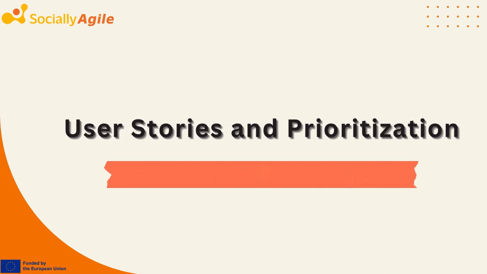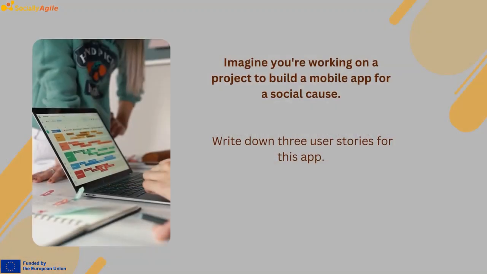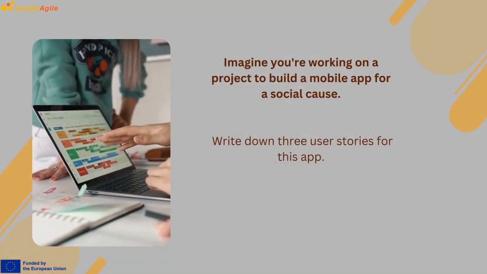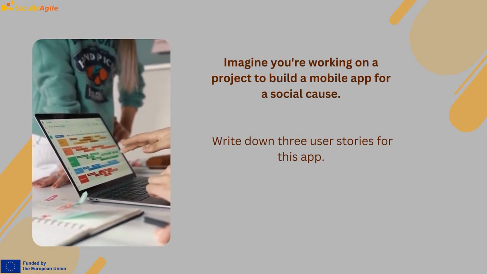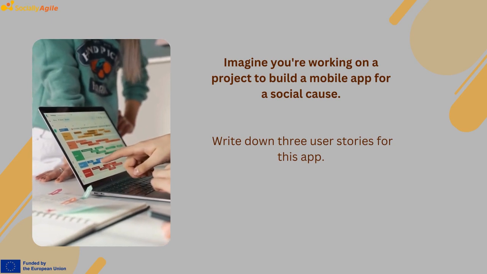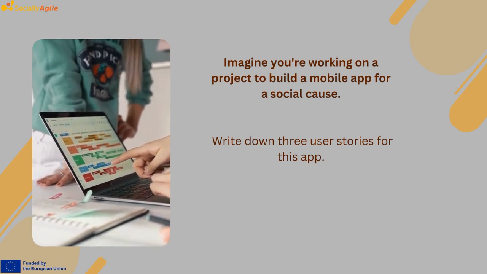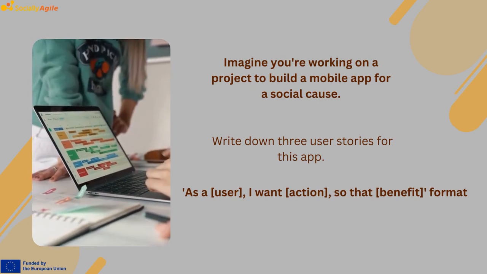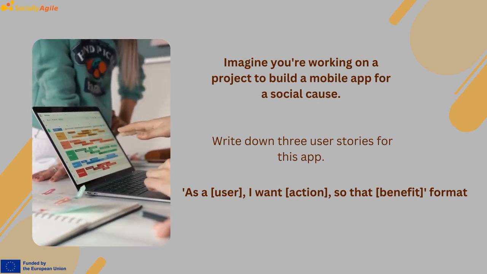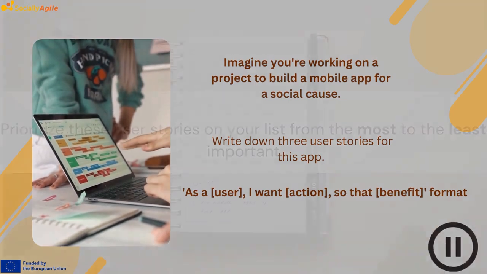Let's practice creating and prioritizing them. Imagine you're working on a project to build a mobile app for a social cause. Write down 3 user stories for this app, each describing a specific feature or user need. Be concise and use the "As a user, I want [action], so that [benefit]" format. Pause the video to do this exercise.